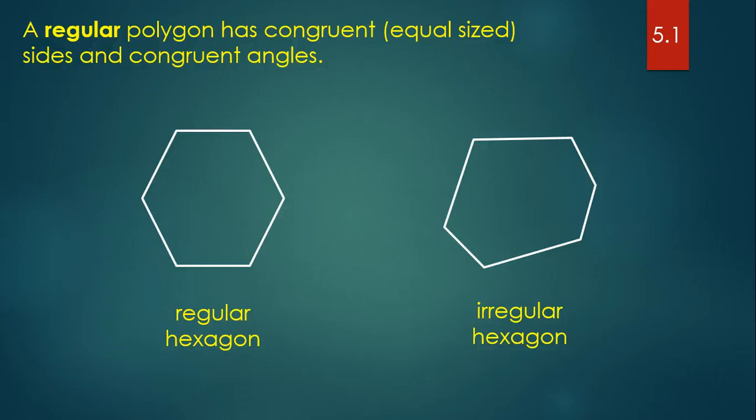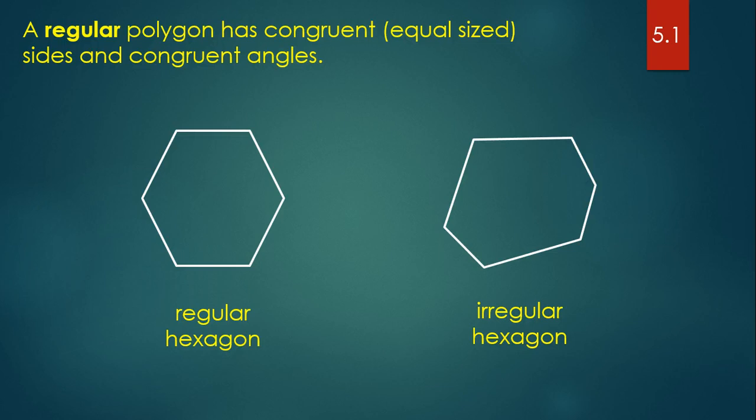So how are you going to know when you have a regular polygon? Well, it's going to be one of two things you notice. Either you will be told outright that it is a regular polygon. So if I tell you on the left we have a regular hexagon, then you know that all the angles are congruent and all the sides are congruent.